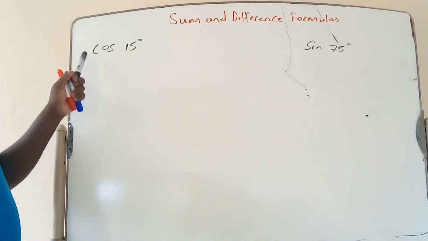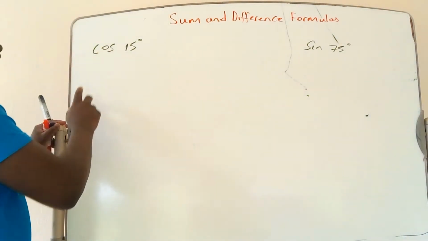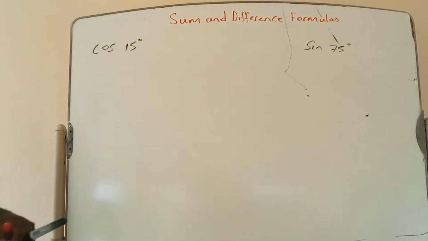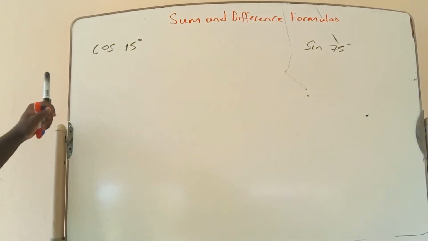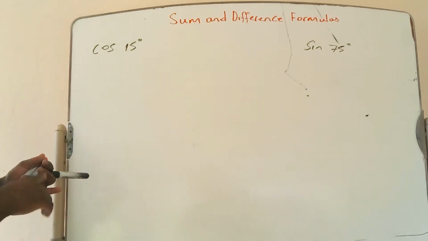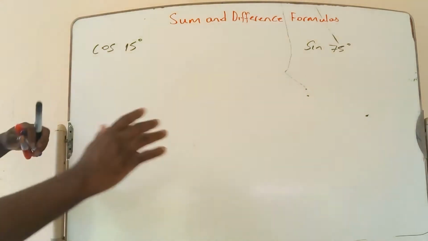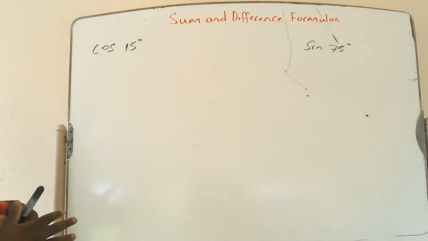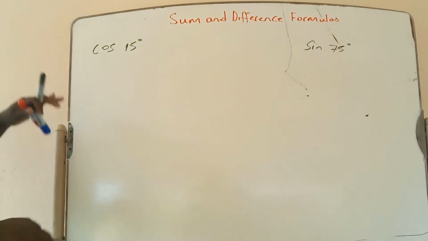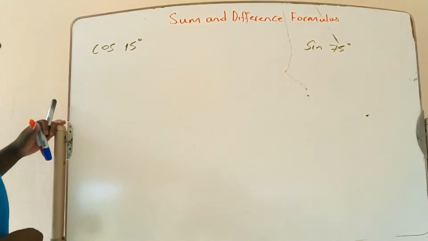Now, cos 15 degrees, they want you to find this angle without the use of a calculator. How would you go about this? What do you know that you can use to find this? Of course, you know about the special angles, right? Which is 30 degrees, 45 degrees, 90 degrees, 60 degrees, 180, and so forth. 360 and so forth. Those are the special angles. You can use these special angles to rewrite cos 15.